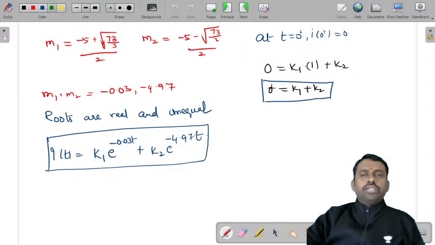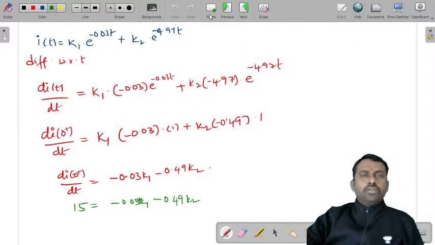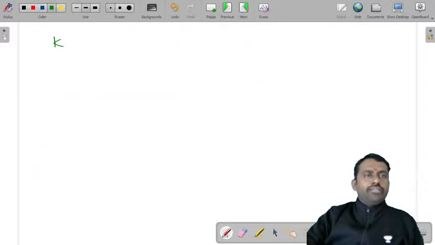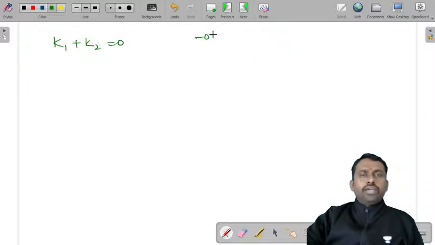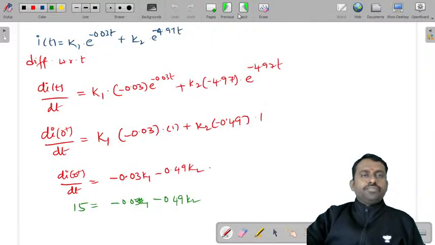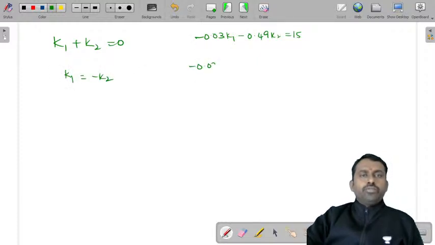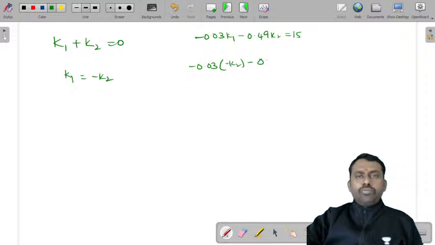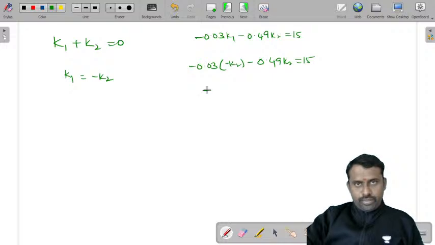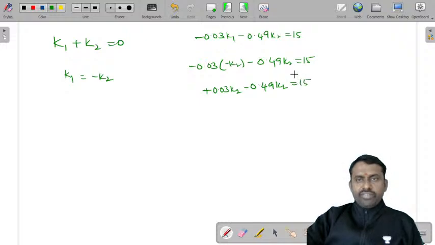So you got two conditions. One is k1 plus k2 is equal to 0. And minus 0.03 k1 minus 0.49 k2 is equal to 15. If you try to solve this, k1 is equal to minus k2. So minus 0.03 into minus k2 minus 0.49 k2 is equal to 15. So this is plus 0.03 k2 minus 0.49 k2 is equal to 15.